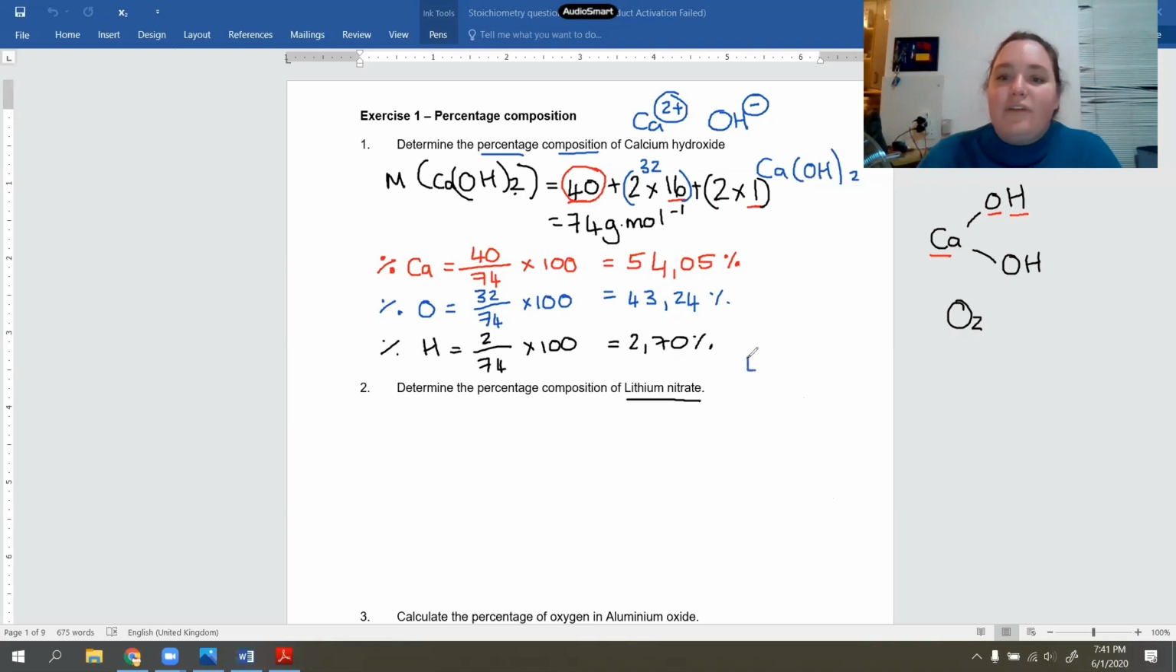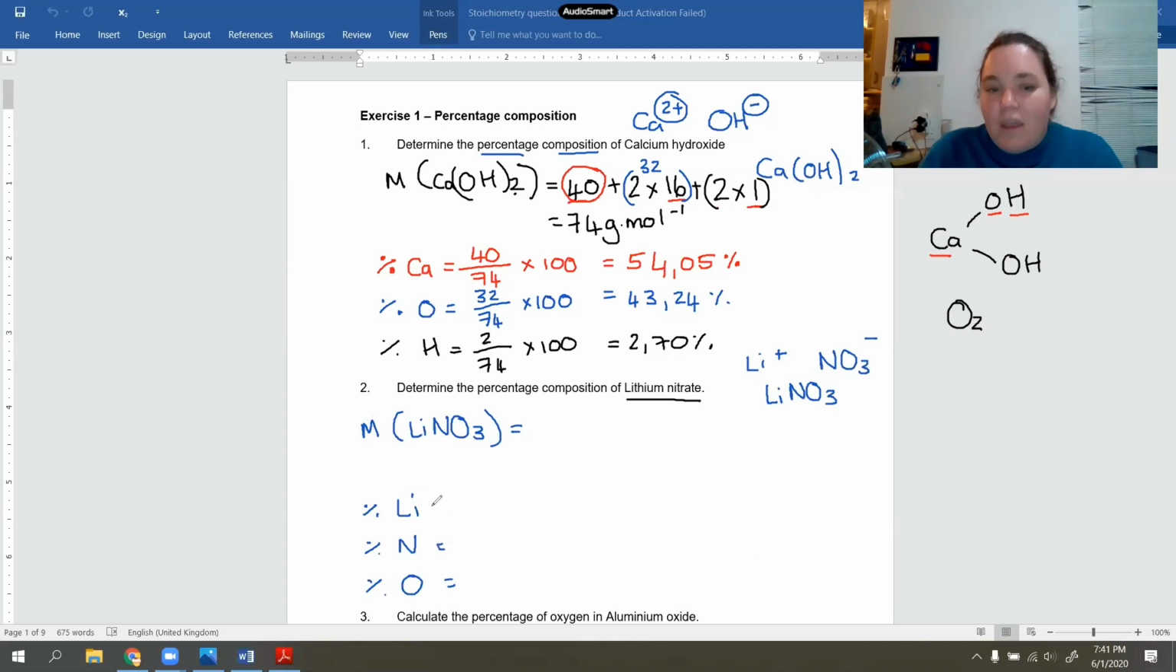Okay, so lithium is Li+ because it's in group 1, and nitrate is NO3- because I've memorized it by heart, which means that my formula is LiNO3. I hope that you all got that correct. What you're then going to do is work out the molar mass of lithium nitrate, and then after that, work out the percentage of lithium, the percentage of nitrogen, and the percentage of oxygen.